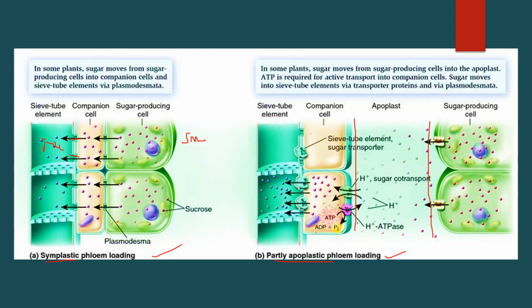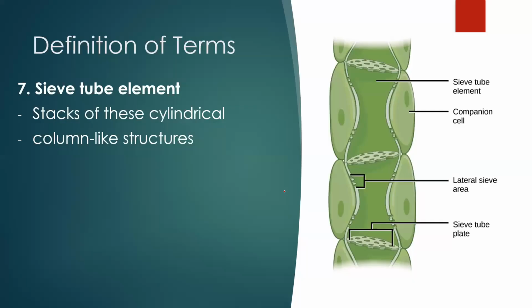So, diyan na mismo mangyayari yung mga conversions ng mga molecule until it will reach the sieve tube that are located in the phloem parts. Okay? So ano bang ibig sabihin ng sieve tube element? So kapag sinabi nating sieve tube element, stack of this cylindrical or column-like structure. So it is a column-like structure. So ang tawag mo dito is a sieve tube. Okay? This is a lateral sieve area and then this is the sieve tube plate.